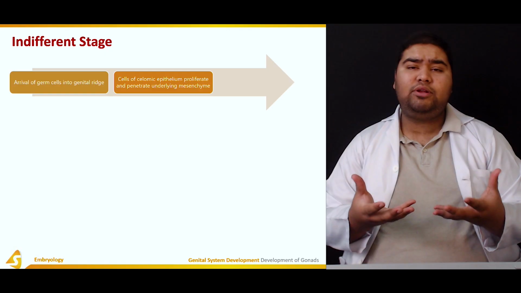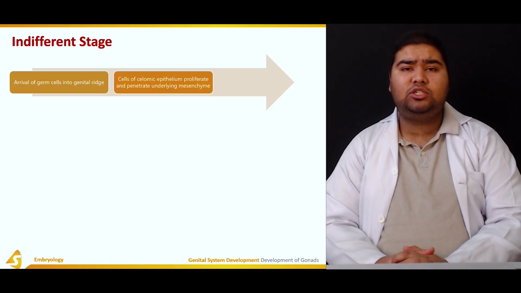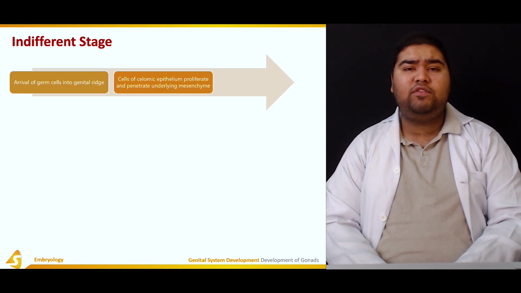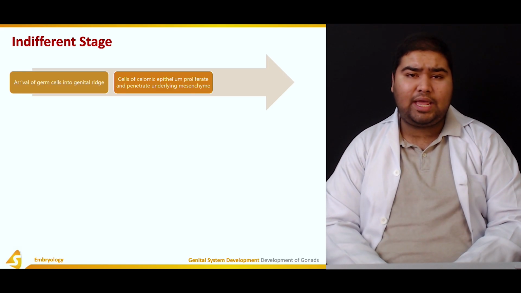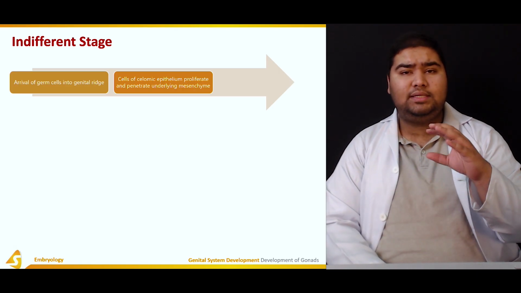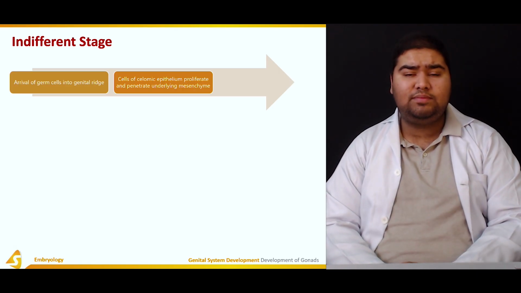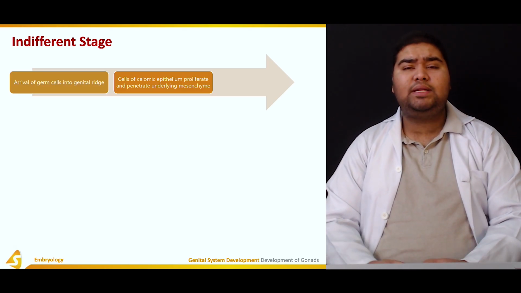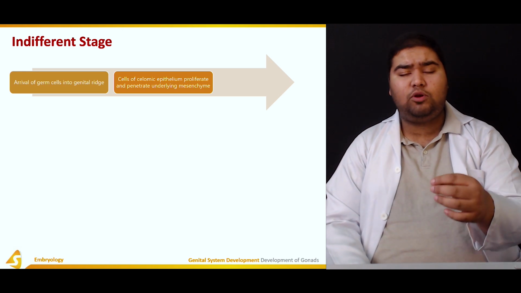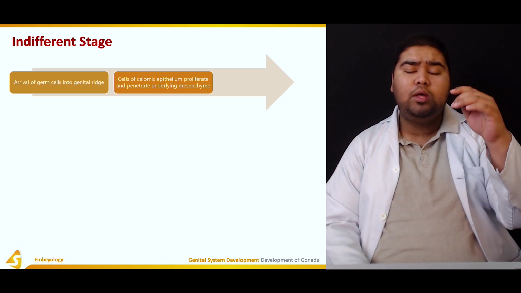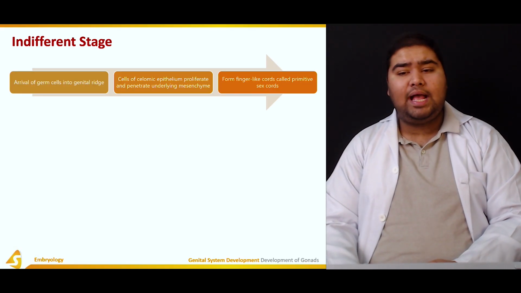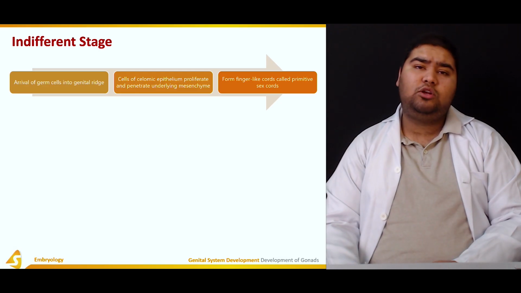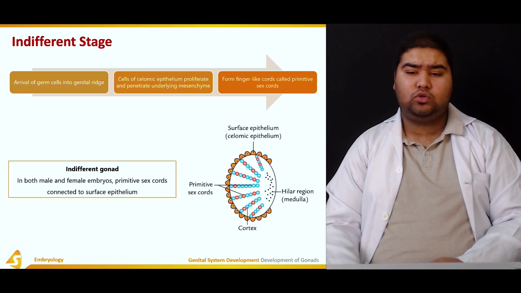So the genital ridge, which was actually formed by the condensation of the intermediate mesoderm and the proliferation of the overlying coelomic epithelium, when these primordial germ cells arrive in the genital ridges, the coelomic epithelium undergoes proliferation, and this proliferation causes the coelomic epithelium to penetrate the mesenchyme. As a result, finger-like cords or projections are formed, which are known as the primitive sex cords.